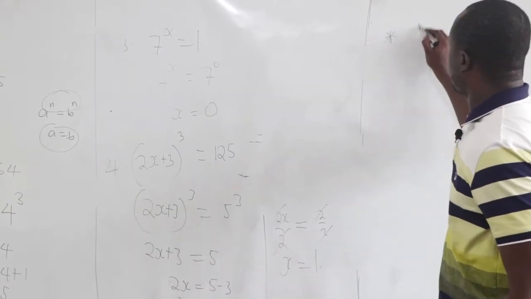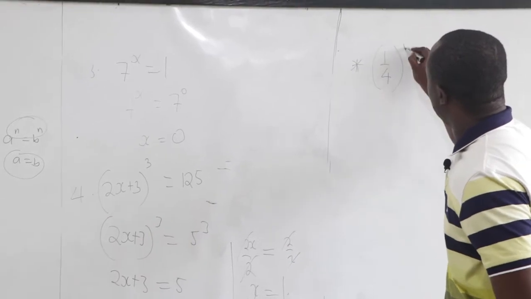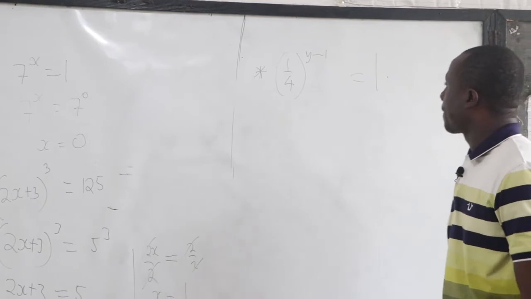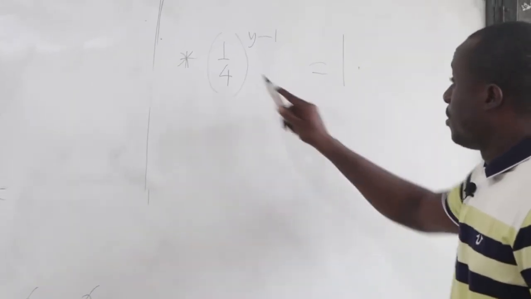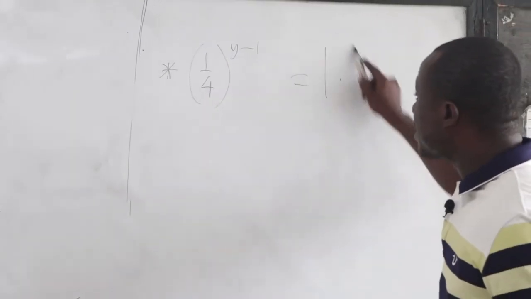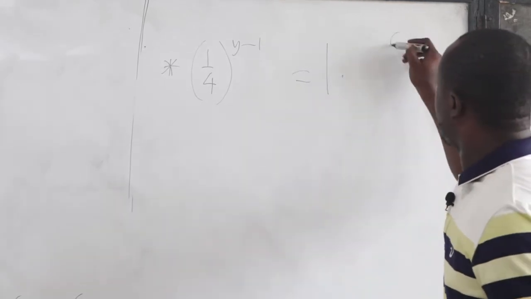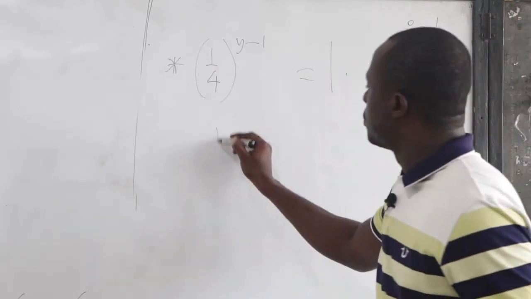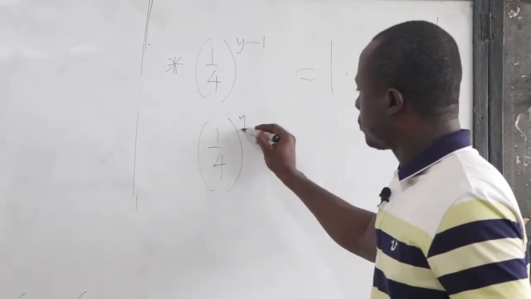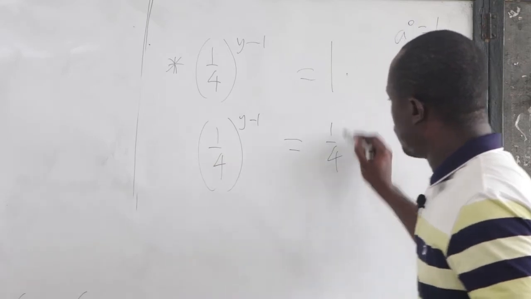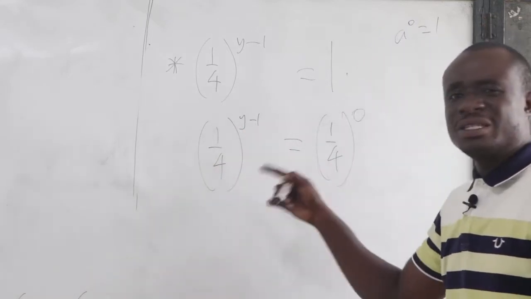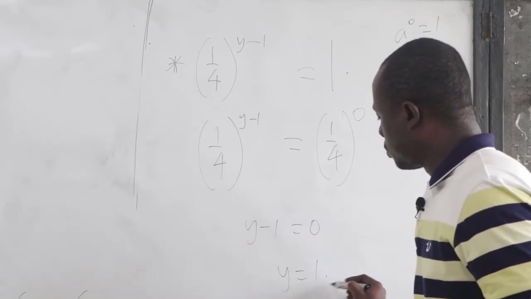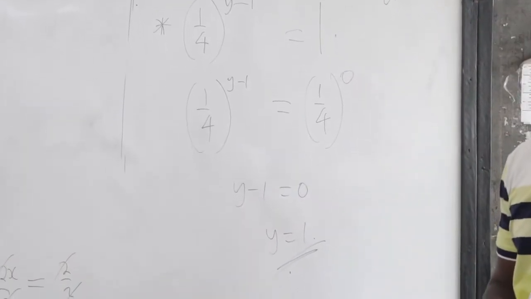And then also, if we have, let's say, (1 over 4) to the power y minus 1 equal to 1, and we want to find y. Look at it. Here, 1 over 4. Here too, we can change this to what? 1 over 4, because if you have a to the power 0, it's 1. So because here the base is 1 over 4, here too I change to 1 over 4. So (1 over 4) to the power y minus 1 equal to (1 over 4) to the power 0. Because the bases are the same, we equate the exponents. Y minus 1 equals 0, y equal to 1.